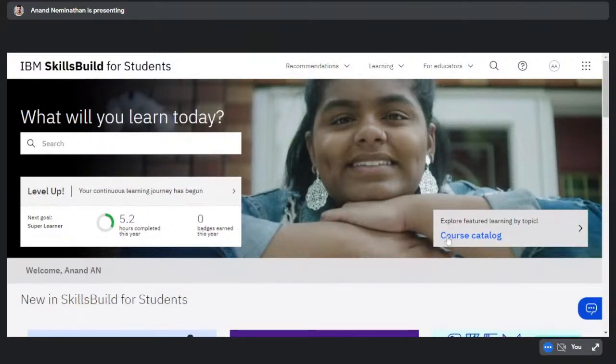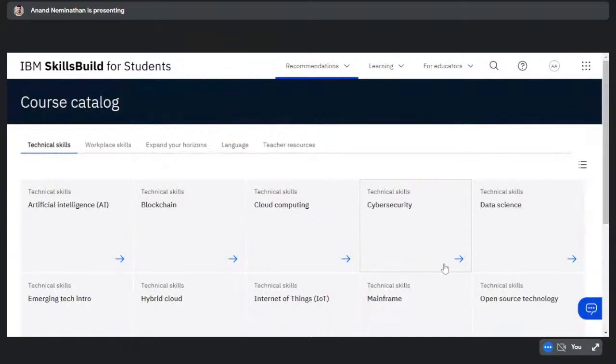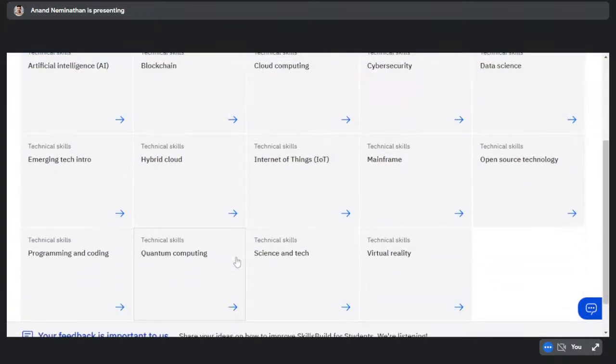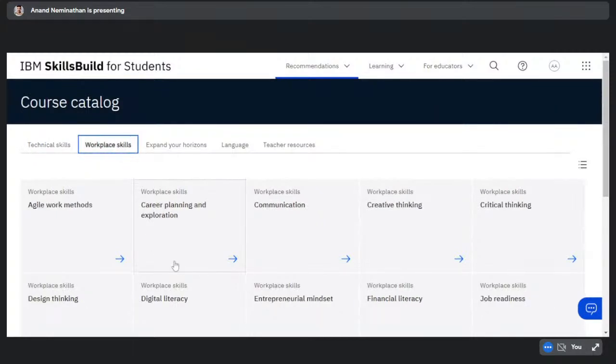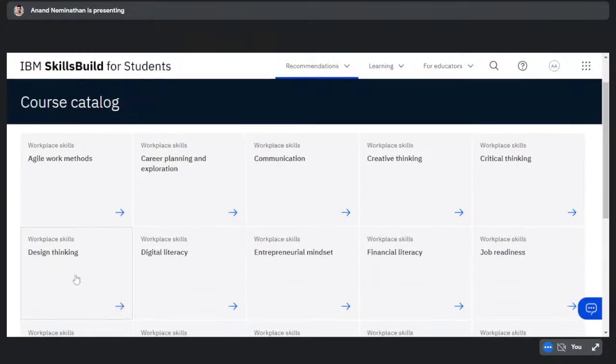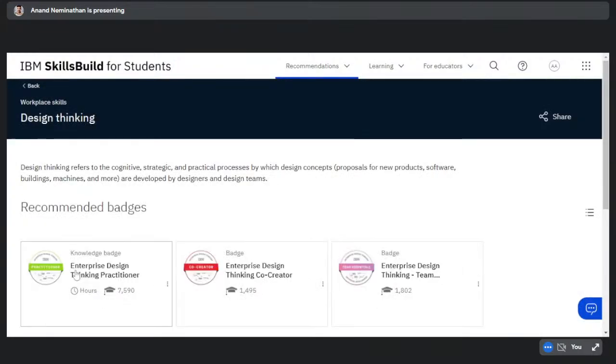If you click on the course catalog, here we have a lot of courses, technical courses and non-technical courses. Under technical courses, you have artificial intelligence, blockchain, cloud computing, cybersecurity, data science. Like this, we have a lot of courses. And for skills also, we have multiple courses. Here we have that particular design thinking course in our IBM Skills Build, where you will be learning all the things required to make you a good design thinker.